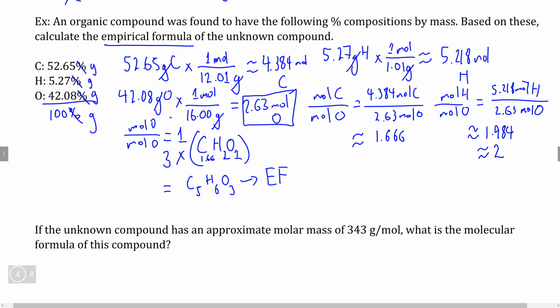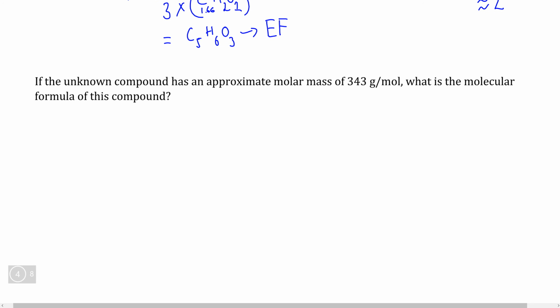Where the molecular formula comes into play is if we are told that this unknown compound, we have actually been able to figure out what the molar mass of that compound is. What is the molecular formula, what is the formula of this compound not expressed in lowest terms? So in order to do that, the first thing we would need to calculate is the molar mass of our empirical formula. So let's determine that first.